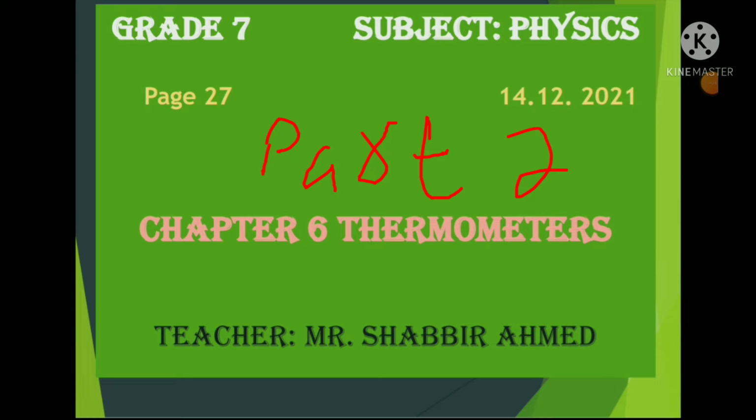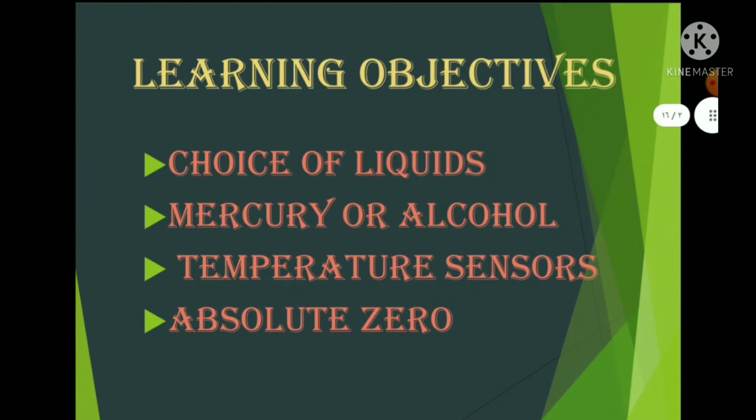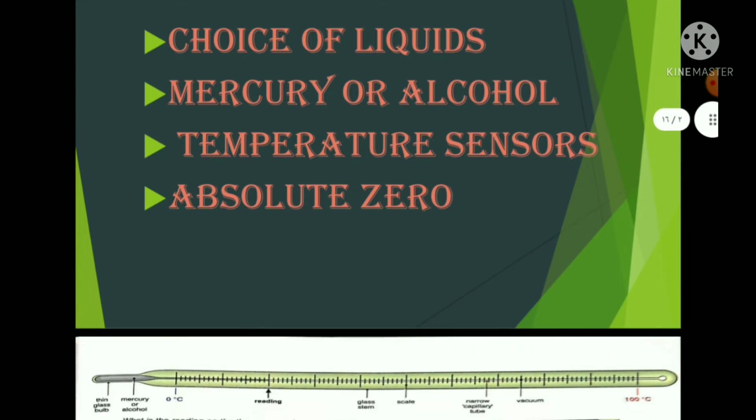Today I speak about thermometers, part 2. Grade 7, subject physics, page 27. The date is 14/12/2021. The learning objective of today's lesson, part 2 of thermometers: the choice of a liquid, mercury or alcohol, temperature sensor, absolute zero.